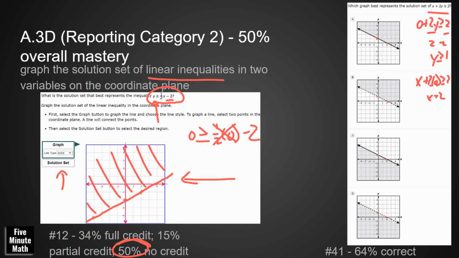The problem here is, what do we do with this greater than or equal to? That's it. So greater than or equal to. Well, first off, it's an equal to, so it's going to be a solid line. We're going to get rid of the b. We're going to get rid of the d.